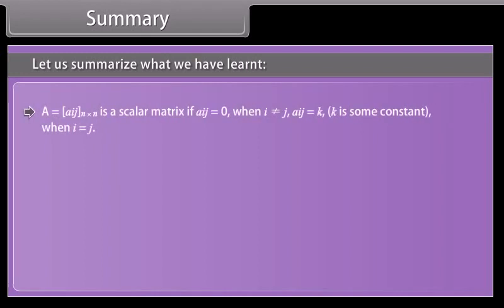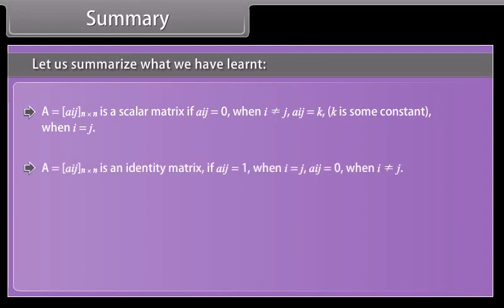A is equal to [aij] n by n is a scalar matrix if aij is equal to 0 when i is not equal to j, and aij is equal to k, where k is some constant, when i is equal to j. A is equal to [aij] n by n is an identity matrix if aij is equal to 1 when i is equal to j, and aij is equal to 0 when i is not equal to j. A zero matrix has all its elements as 0.